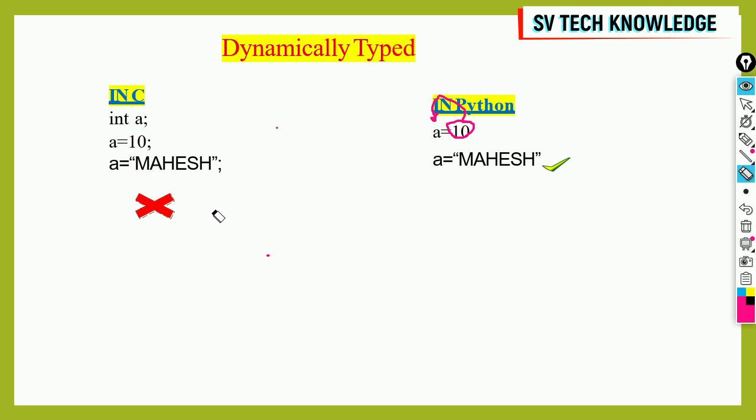int A equal to 10 you have given. So in the entire program it should be 10 only. It cannot change to a string value again. Why? Because you have declared A as an integer.